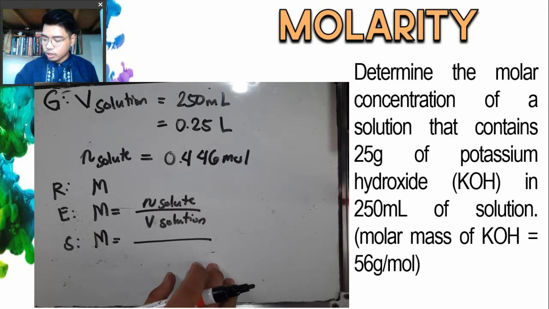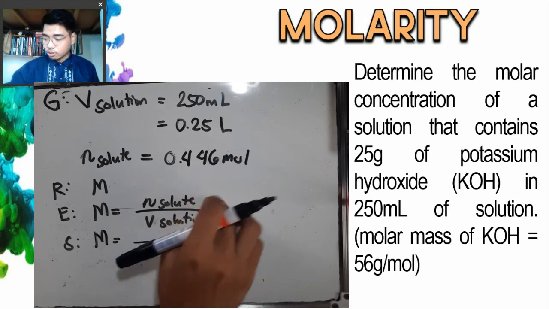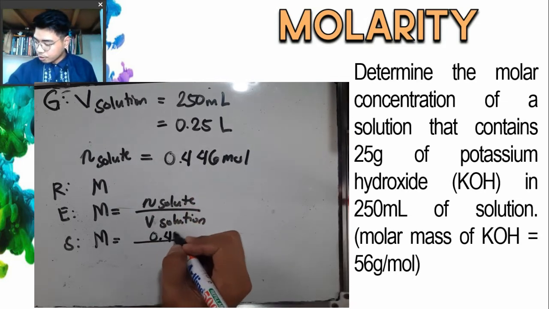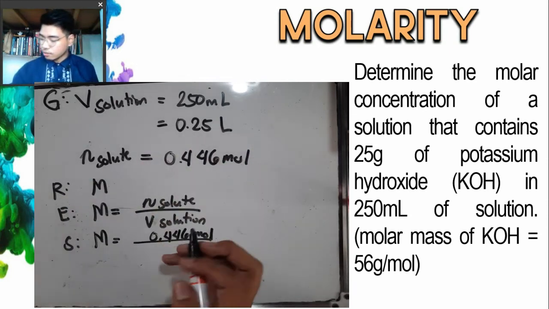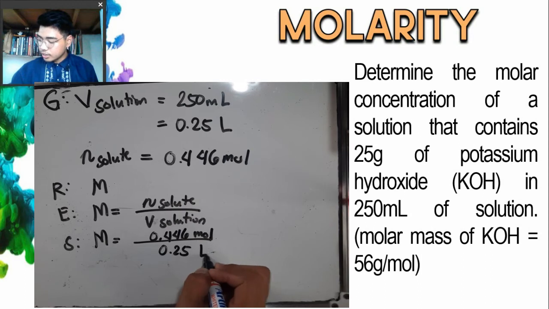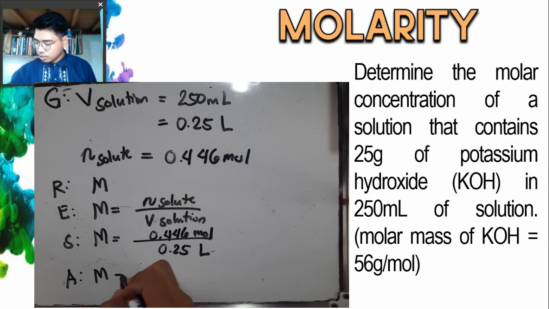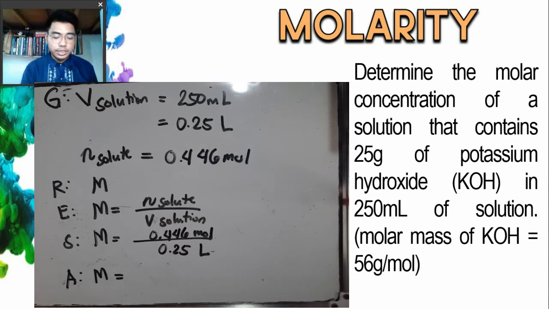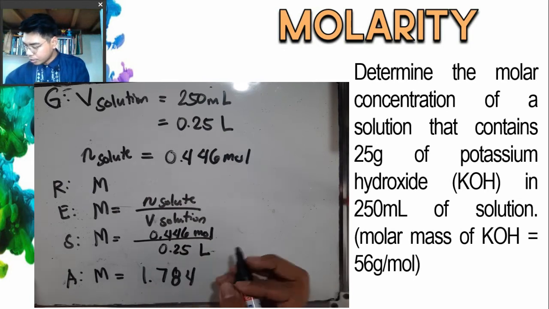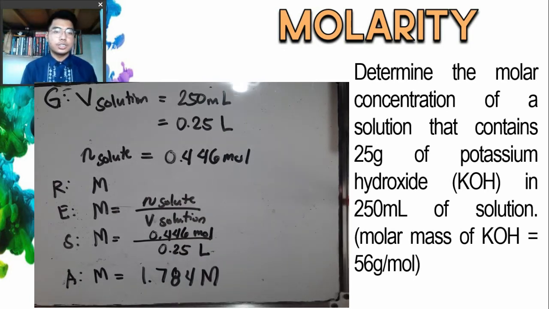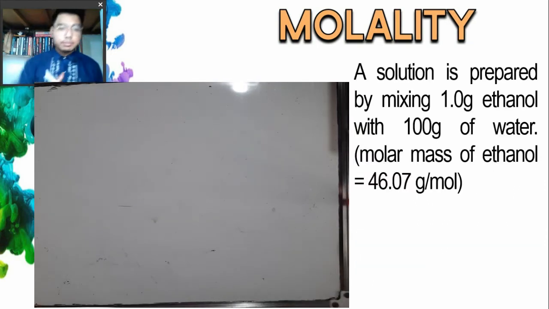Then for our solution, we have here the value of the moles present in the solute, which is 0.446 moles, over the volume of the solution, which is equivalent to 0.25 liters. We arrive at the answer that the molarity of this solution is equivalent to 1.784 molars, or moles per liter.